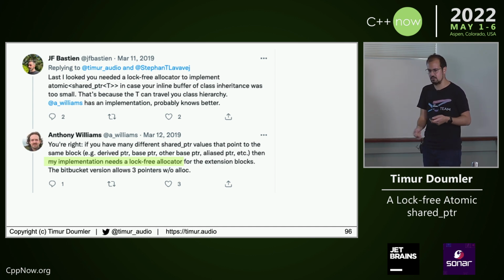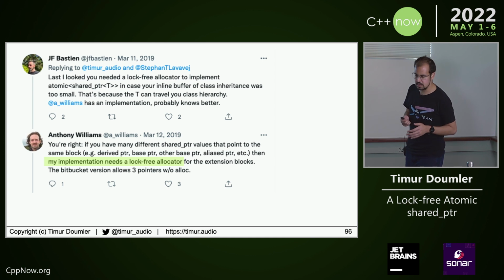How do you thread this through the shared pointer? You're going to have a very custom thing going on there. It's not really this kind of generic tool anymore. So this is not really a workable solution here.